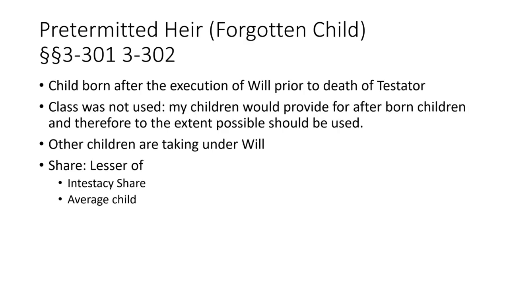The pretermitted heir. Anytime you see a child born after the execution of the will and not provided for in the will, you need to think about whether or not that child could bring what's called a pretermitted heir claim. It is very important in most jurisdictions that the child be born after the execution of the will and there be other children who are taking. The calculation provides that pretermitted heir with the lesser of intestacy or average child, which means you take what the other child, the named child, is getting and divide it by the number of total children to determine whether or not there is a pretermitted heir claim.